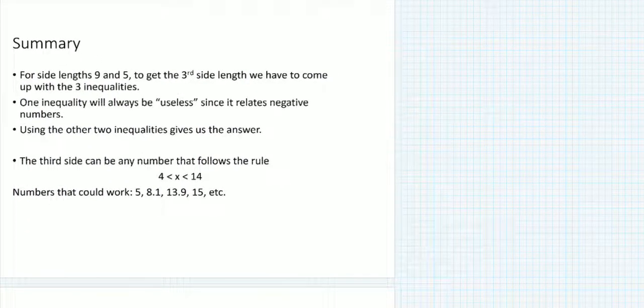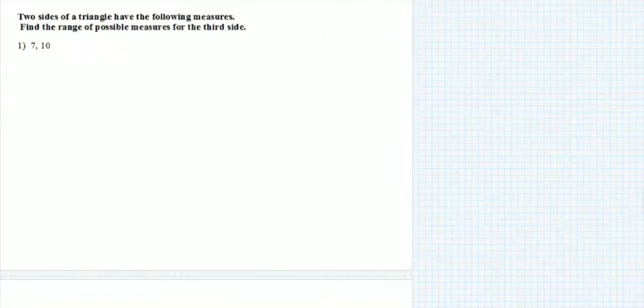I just did this quick summary here. You can go ahead and read it, but it basically just summarizes everything that I've done. So two sides of a triangle. You see right there, that one already tells you, yes, the triangle does exist. So find the range of possible measures for the third side. You notice there's no x, y, or anything, so you can just create your new variable. I call it x just because. So same thing as before, 3 inequalities, and then get your range.